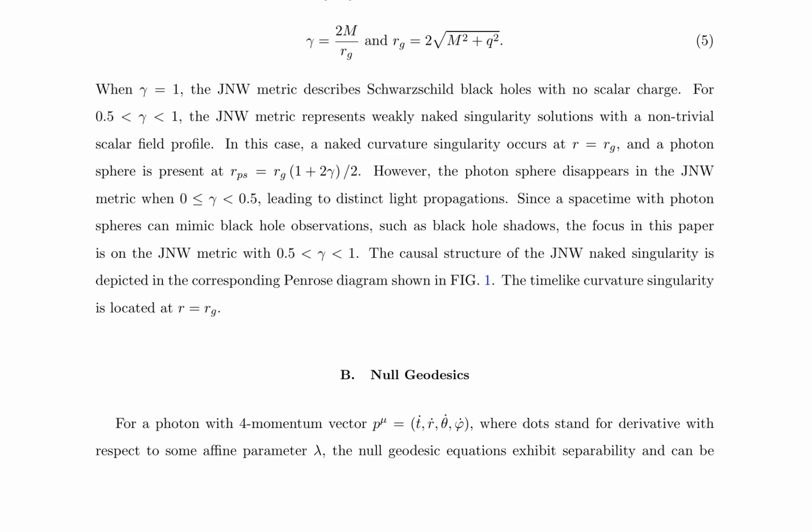This property is crucial for understanding light propagation and photon behavior near the singularity, enabling the study of phenomena such as black hole shadows. The JNW metric's characterization of naked singularities with non-trivial scalar fields offers a unique framework for exploring the intricate relationships between gravity, scalar fields, and light propagation.